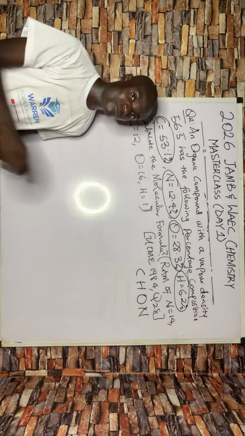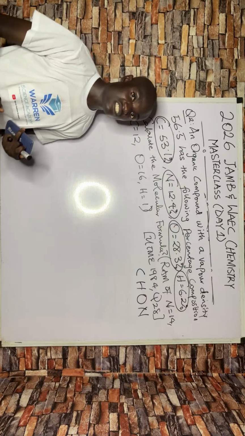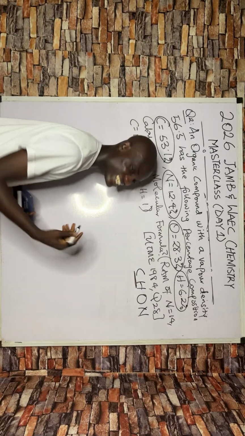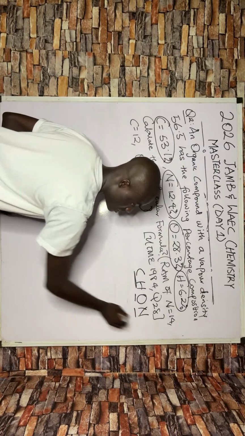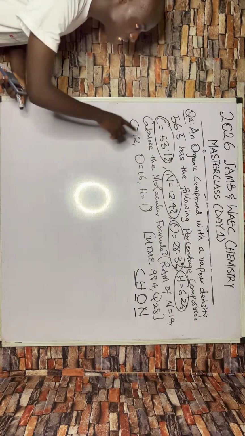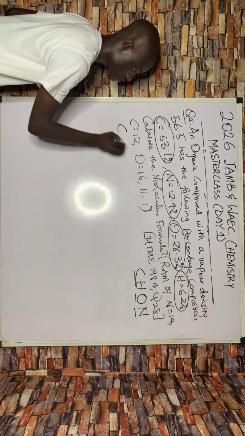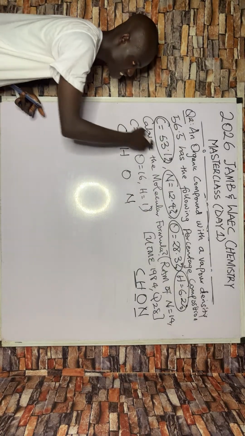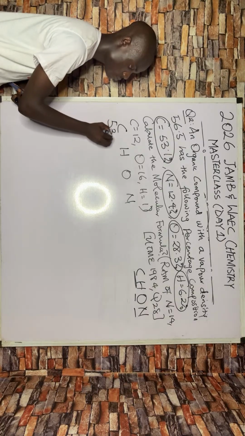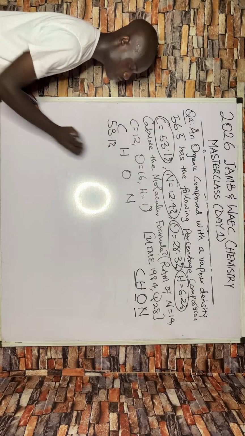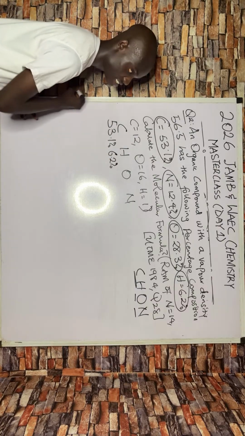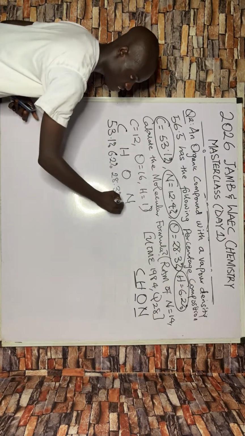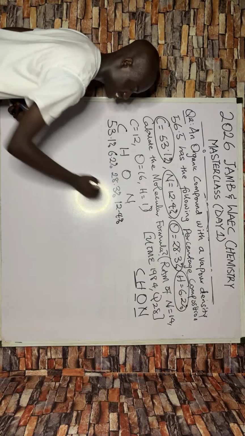It gives me a proper arrangement of how elements are arranged in organic compounds. The two most important elements are carbon and hydrogen, then sometimes you find oxygen and rarely nitrogen. So I will arrange the elements in that format: carbon, hydrogen, oxygen, and nitrogen. The percentage for carbon is 53.1%, for hydrogen it is 6.2%, for oxygen it is 28.3%, and for nitrogen it is 12.4%. And you know the drill.